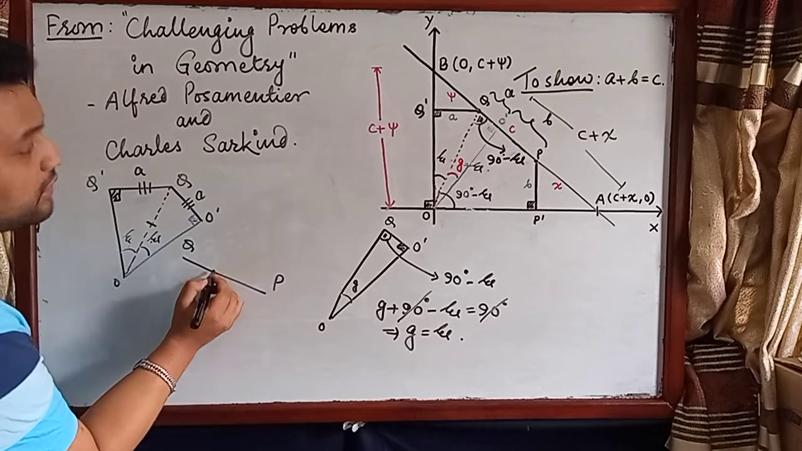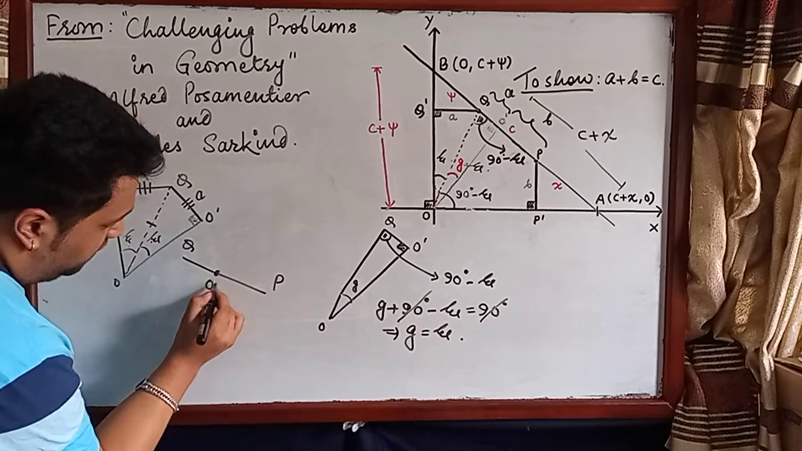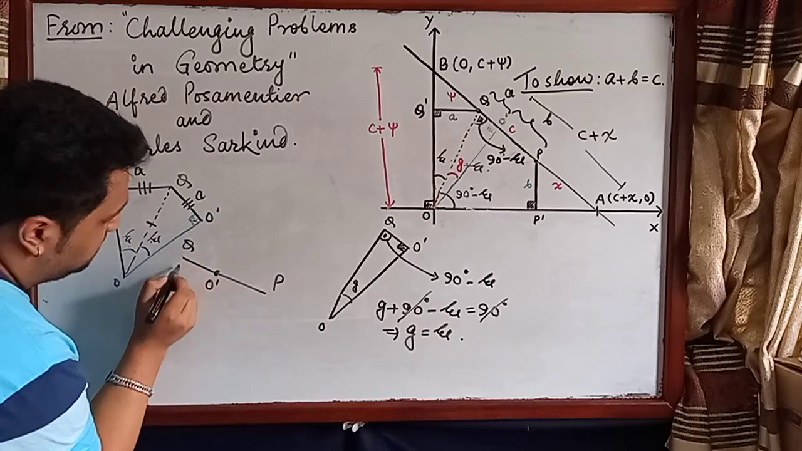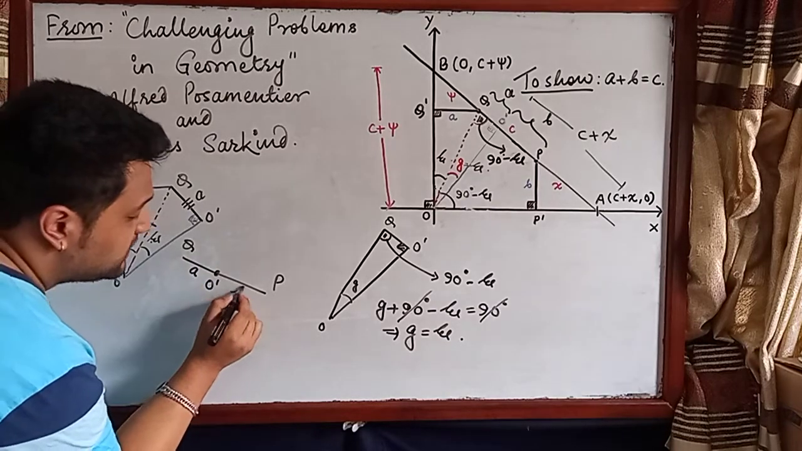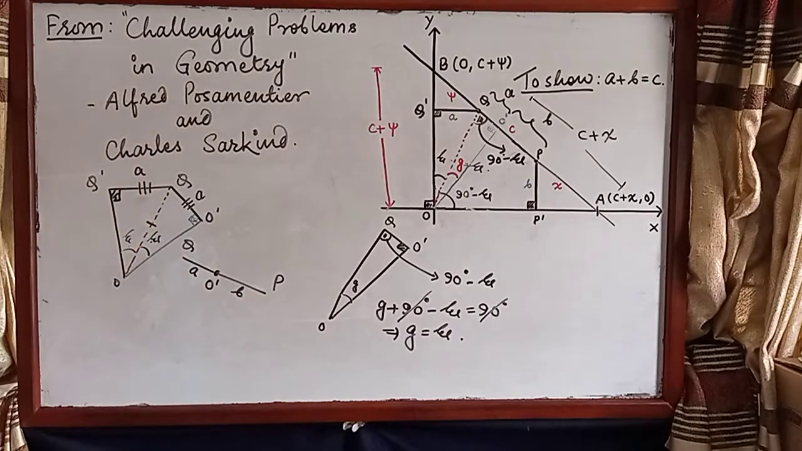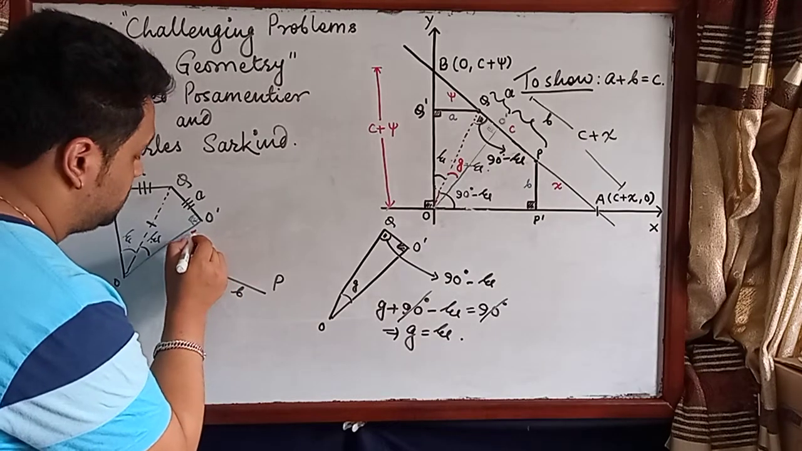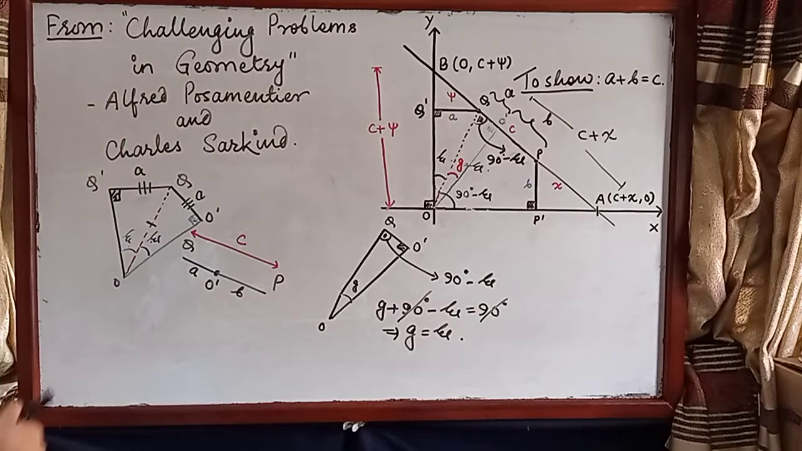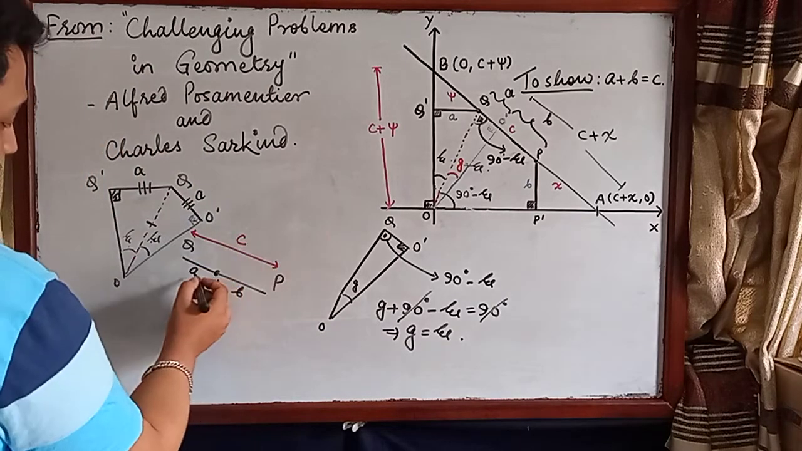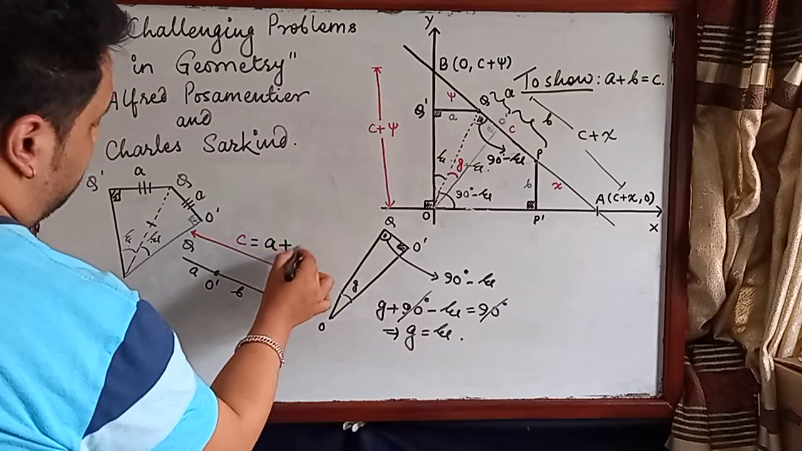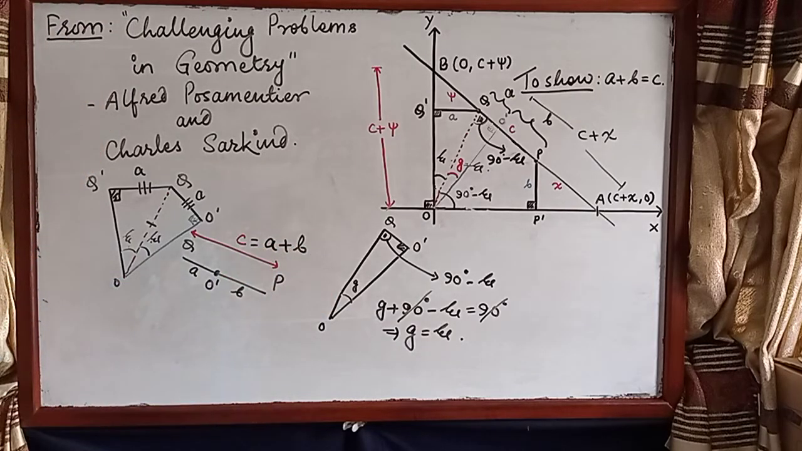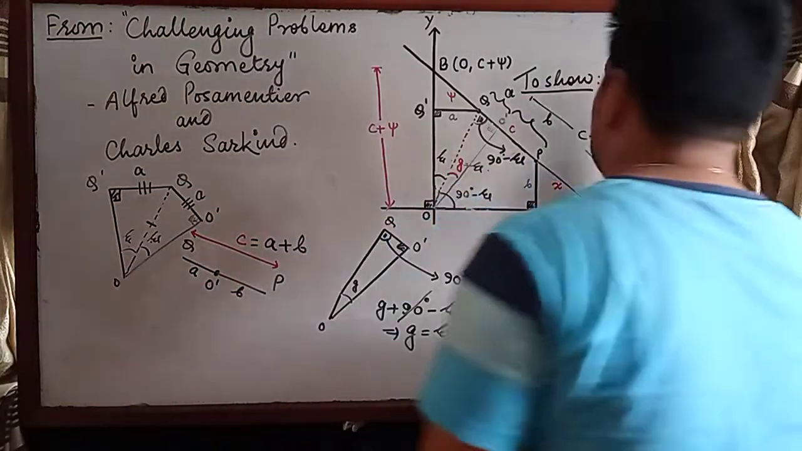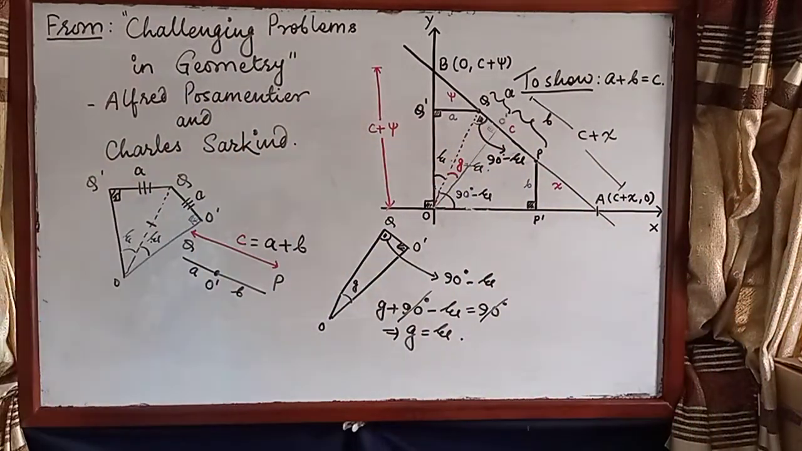Here's O dash, somewhere over here. This length is A, this length is B, and the whole length PQ is C. Hence, by the whole part axiom, C is equal to A plus B, which we were supposed to show. Okay, that completes our solution.